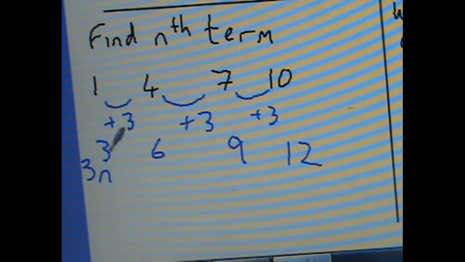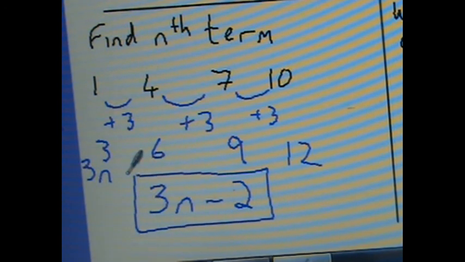If you look carefully now, you can see the 3 times table and our starter sequence. How can I go from the 3 times table back to my starter sequence? Well, if I take 2 off each time, you can see 3 take away 2 is 1, 6 take away 2 is 4, 9 take away 2 is 7, 12 take away 2 is 10. So I'm clearly taking 2 away from the 3 times table, so in which case the nth term rule is 3n minus 2. Because it's the 3 times table, subtract 2 every single time.